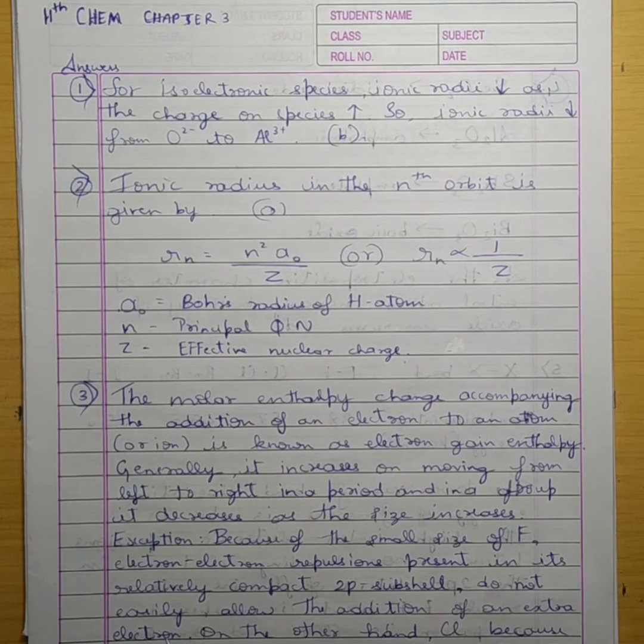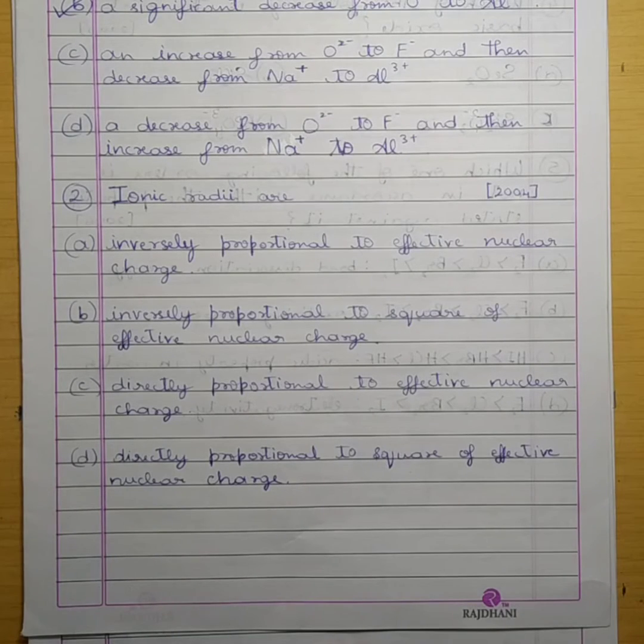Ionic radii are inversely proportional to effective nuclear charge because ionic radii in the nth orbit is given by Rn is equal to n square a naught by Z, where a naught is the Bohr radius of the hydrogen atom and Z is the effective nuclear charge. So ionic radii is inversely proportional to effective nuclear charge. Question 2 is option A.